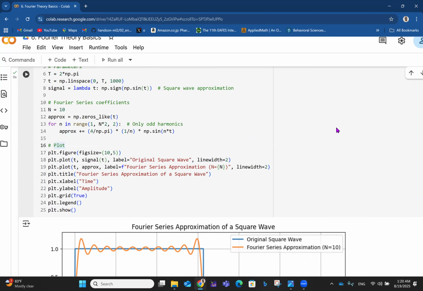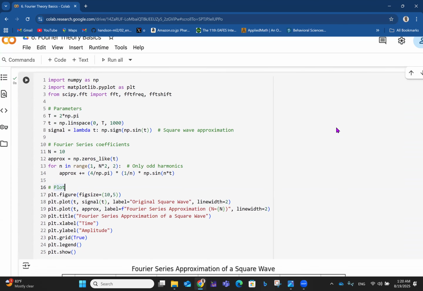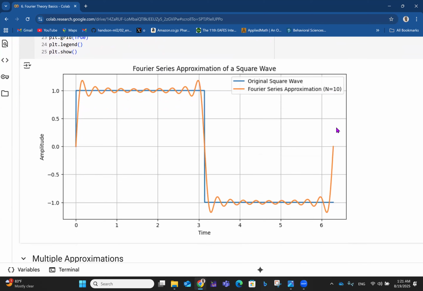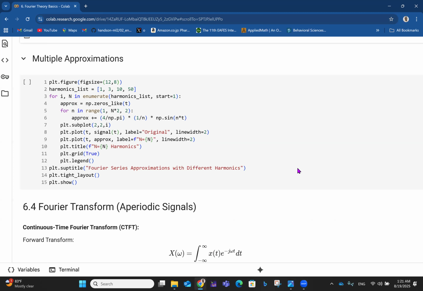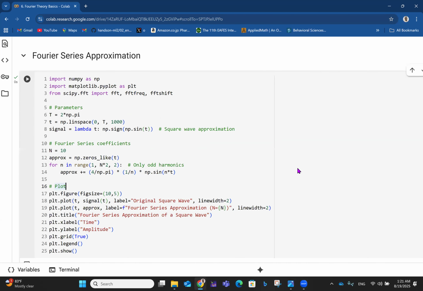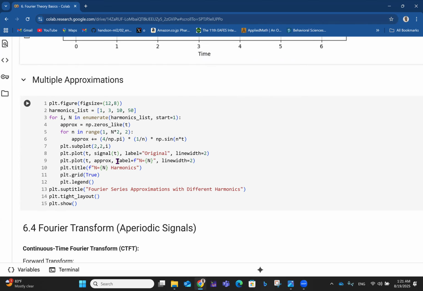Okay, so n equals 10 is talking about the number of intervals or so for counting harmonics, right? So you see it's not as square as that, but the more you increase that, the closer it gets. In fact, we can look at multiple approximations here now. This is just a continuation of what we have done up there.